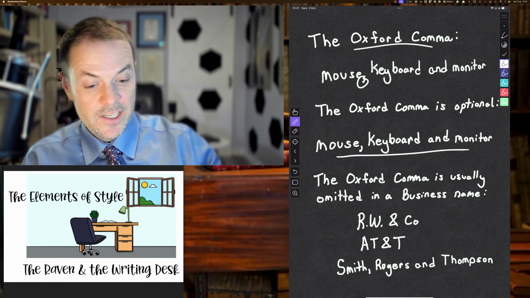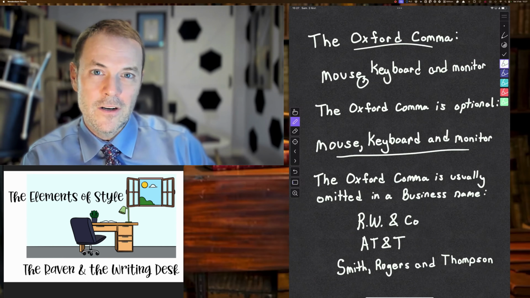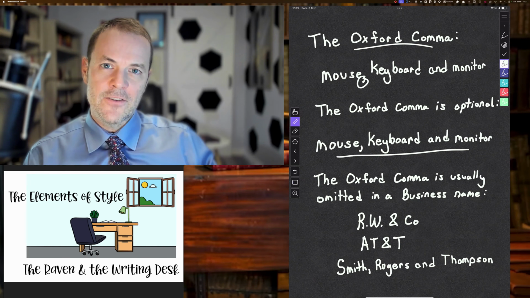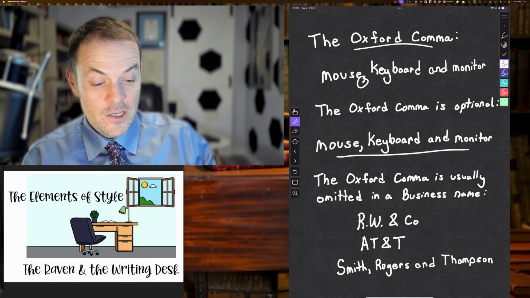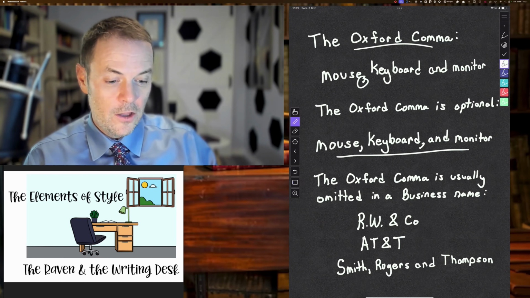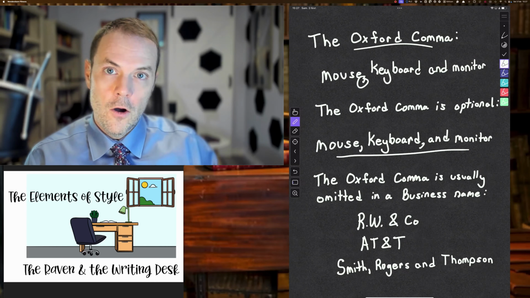So in this sentence down here, this is perfectly fine. Mouse, comma, keyboard, and monitor. The thing is, when I see those words together like that, keyboard and monitor, I picture one of those old computers where it's all built into one. To me, putting the comma after keyboard makes it quite clear to the reader that these are two separate items and I have three altogether.